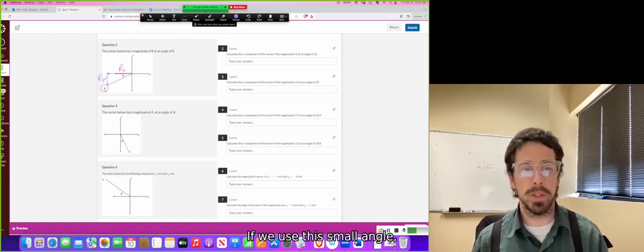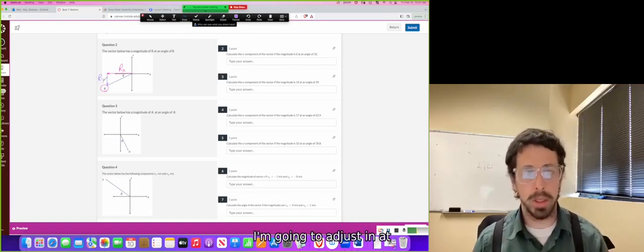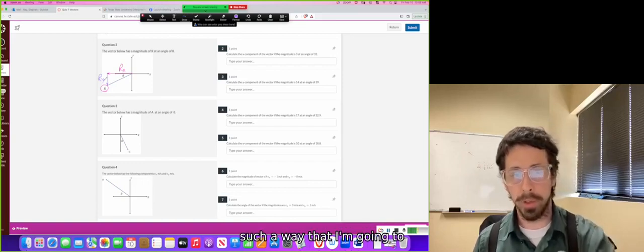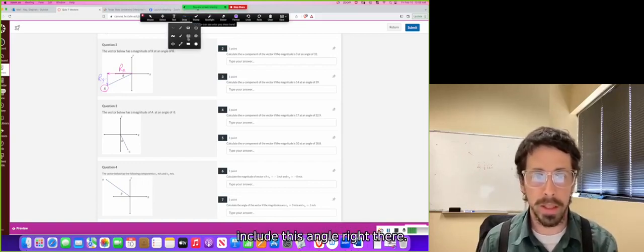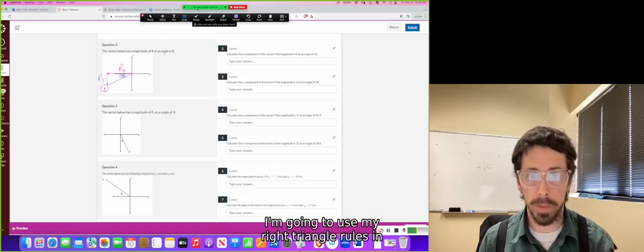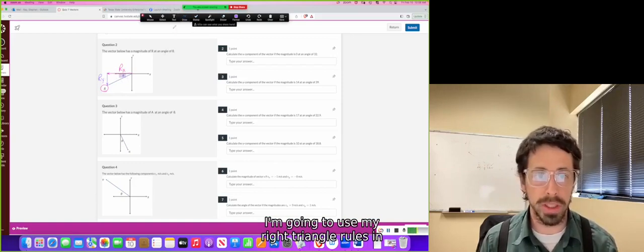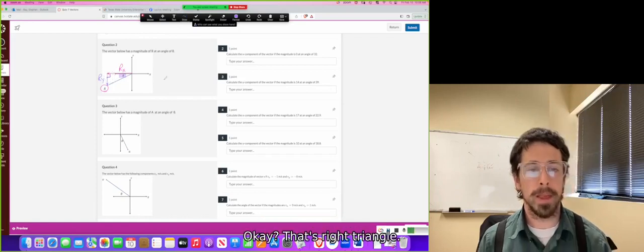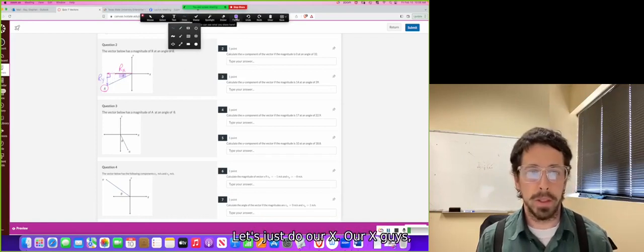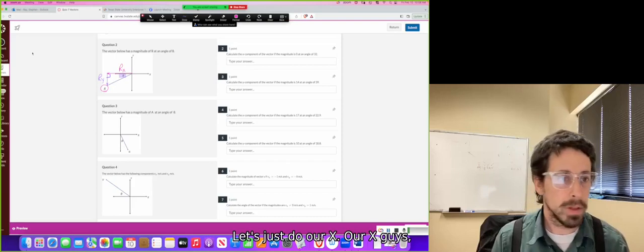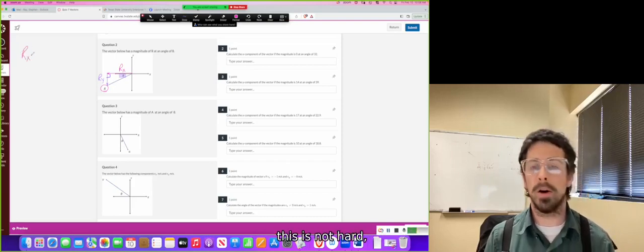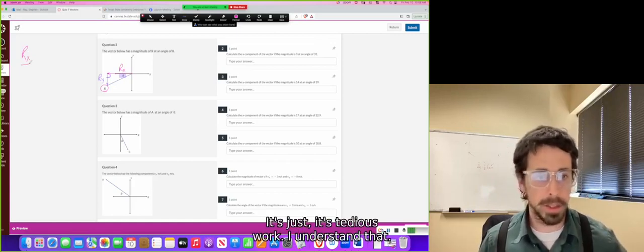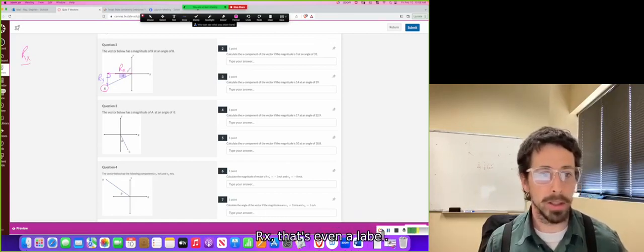And if we use this small angle, I'm going to adjust and add my vectors together, my rx and ry, in such a way that I'm going to include this angle right there. Because I'm going to use my right triangle rules in sine, cosine, tangent to take advantage of this. Okay, that's a right triangle. Let's just do rx. Rx, guys, this is not hard, but it just takes time. It's just tedious. It's tedious work. I understand that.